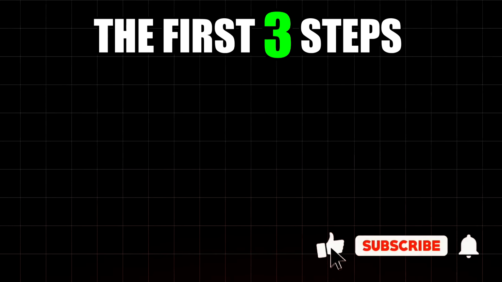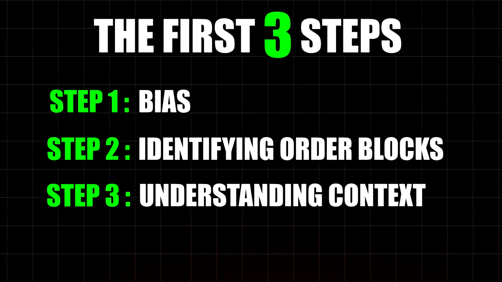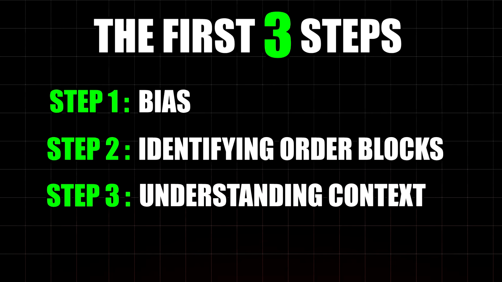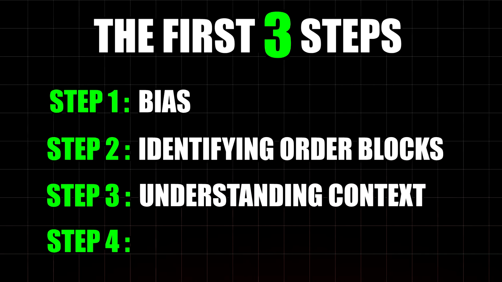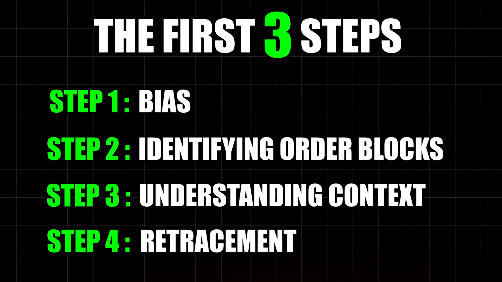Now, the first 3 steps, bias, identifying order blocks, and understanding context, are things many traders are familiar with. But the 4th step, and one that often gets overlooked, is the concept of retracement. So let's break it down.